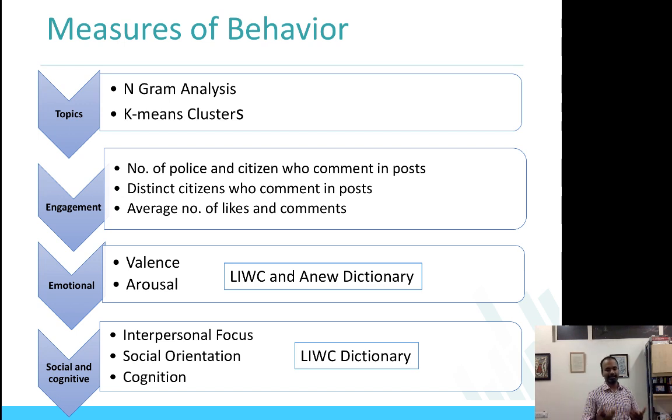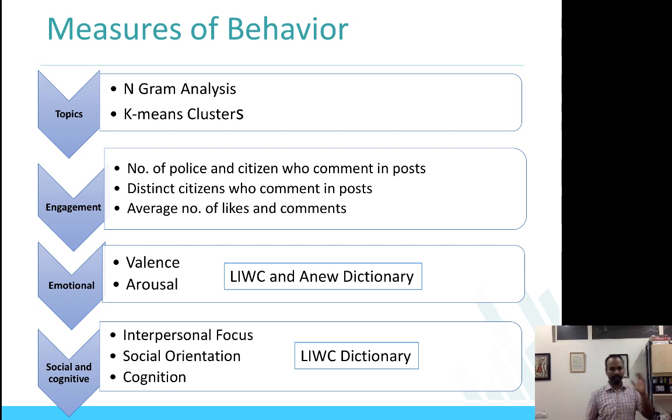Valence is another way of talking about the positive and negative sentiment. Arousal is about the intensity of the post itself, how strong the post is. And the analysis could be done in many ways. In the tutorial, we will introduce you to NLTK, which is a toolkit for doing some of this textual analysis. Here, LIWC is again a tool which could be used.